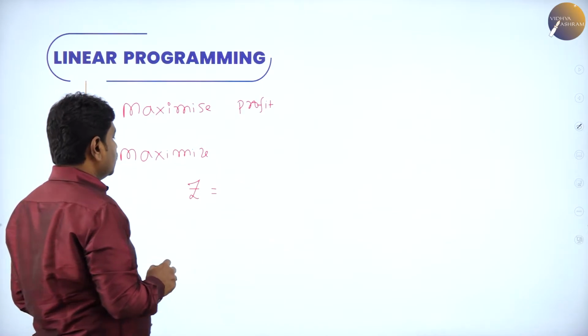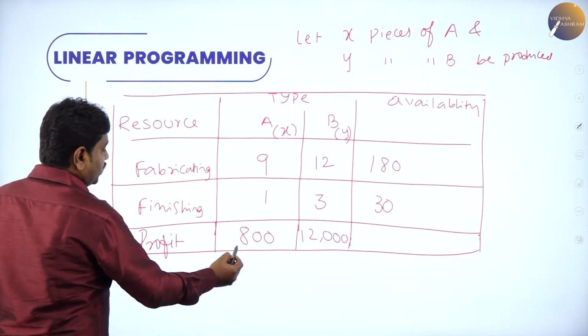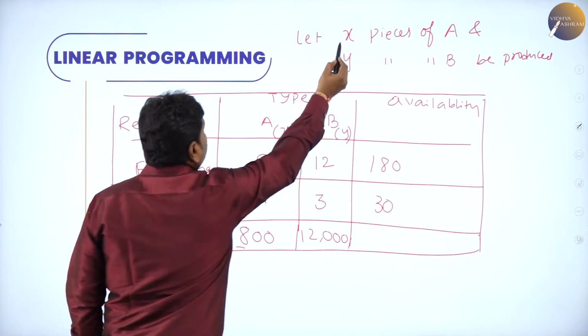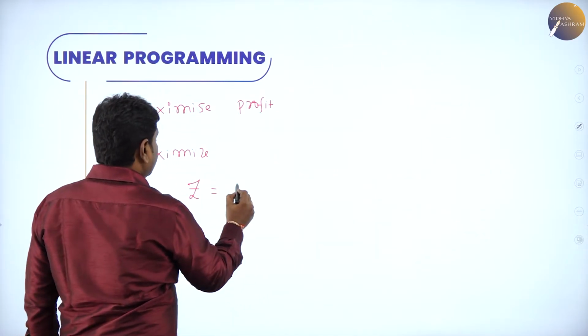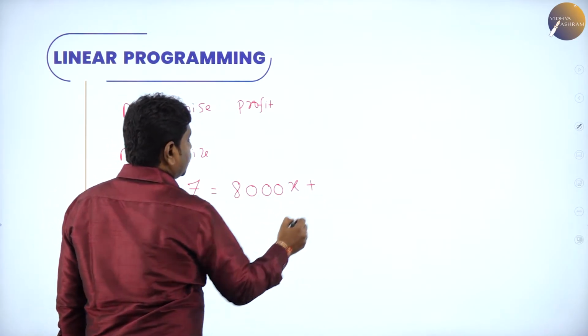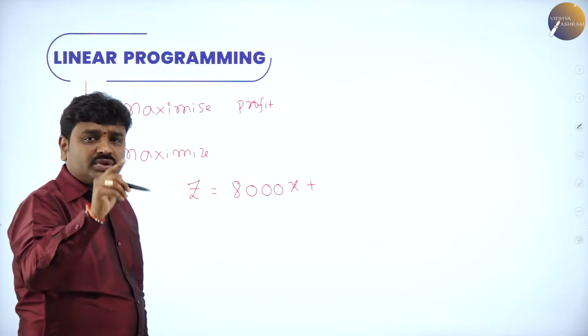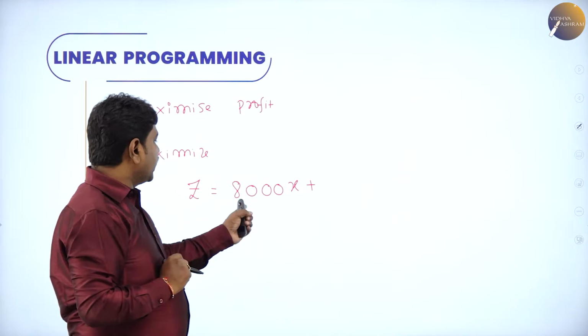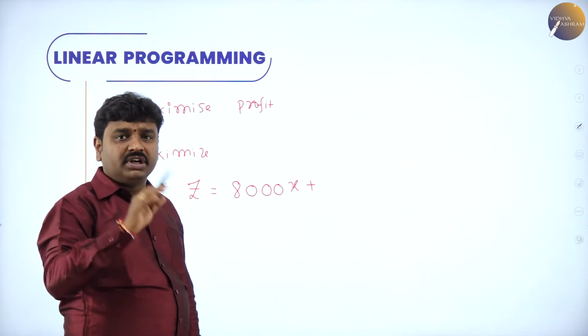What is the profit? When you read the question, you'll get 8,000 for A if you produce 1 unit. But how many units of A are you producing? X units. So producing A gives you 8,000 into X, because 1 unit of A gives you 8,000 rupees profit. I am producing X units, so I'll get a total of 8,000 into X as profit due to A.